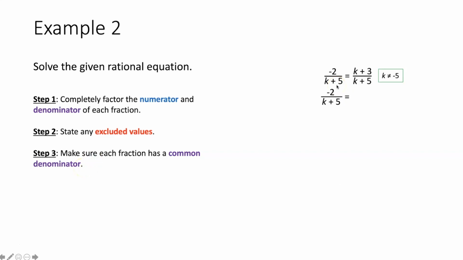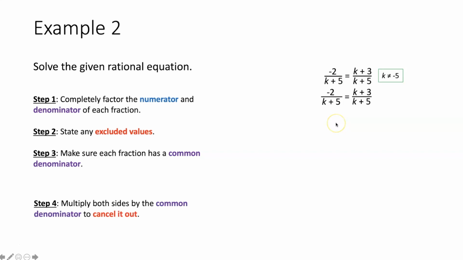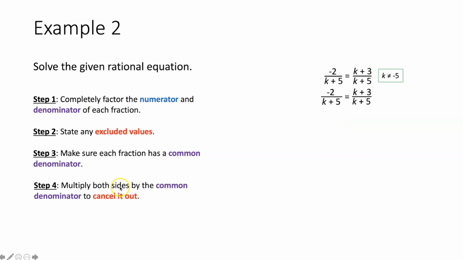They already do. So we can move on to step 4, where we multiply both sides by our common denominator to cancel it out. So we're going to multiply both sides of this equation by k plus 5. The reason is because over here, these k plus 5s cancel each other out, just leaving us with -2. On this side, the k plus 5s cancel each other out, just leaving us with k plus 3. Now I have this basic equation that I can solve for k.